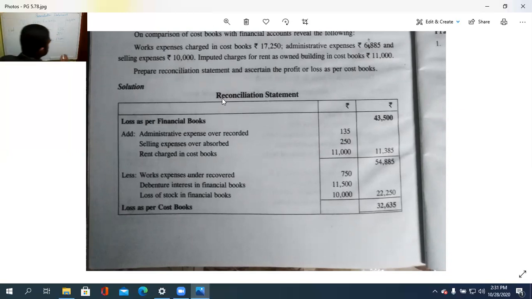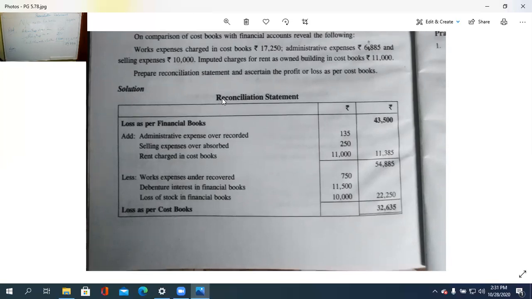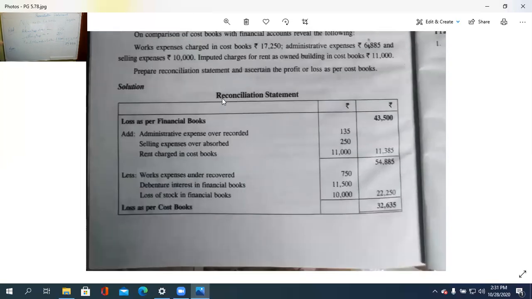So it is how much? 5, 8, 3, 11, 385. Okay, 11,385, 43,500, add up 54,885. Then, what all items we need to deduct? So, one is there pending. Works expenses charged in cost books 17,250. Avadeyo 18,000. Or under recovery.